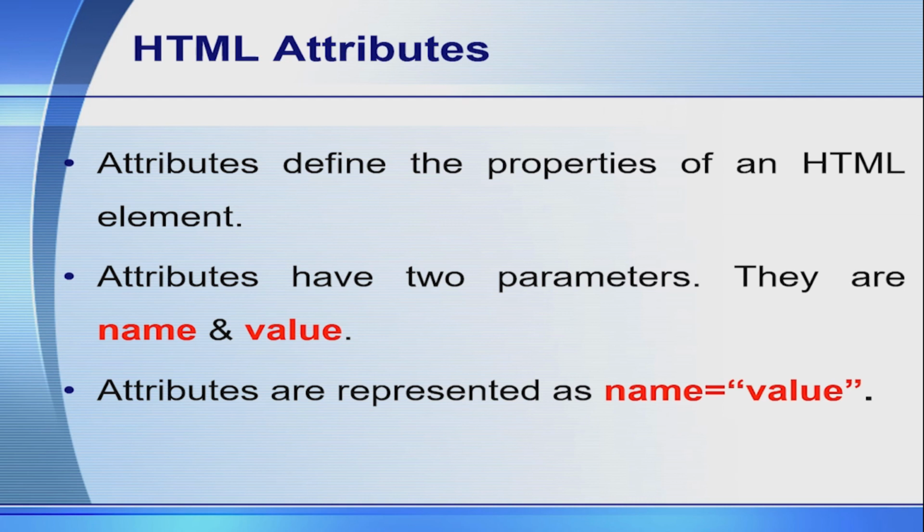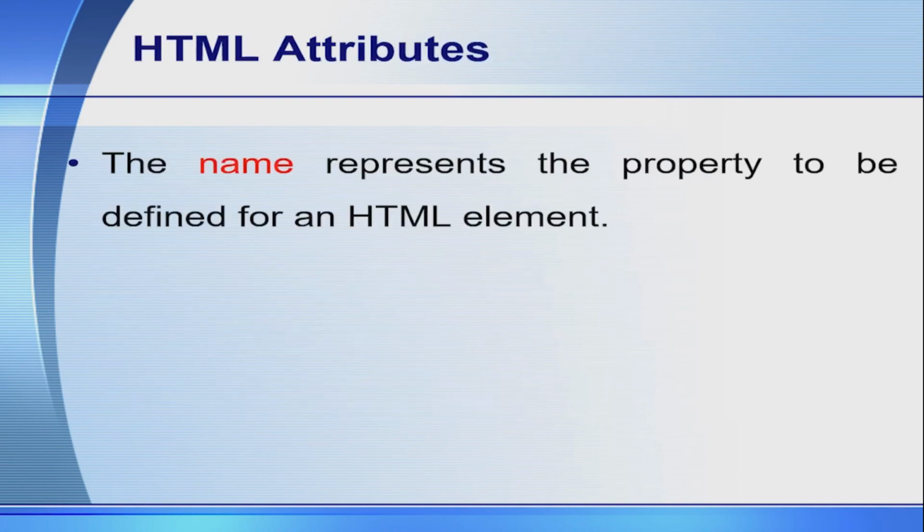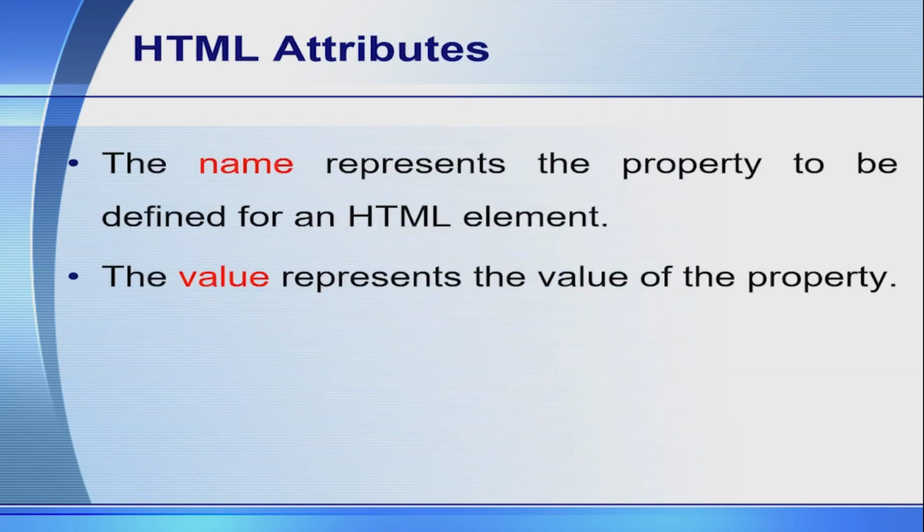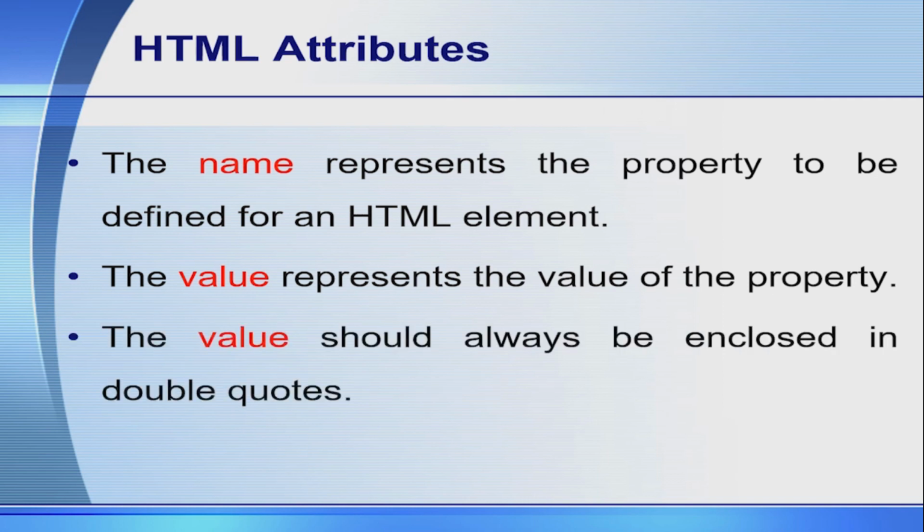Attributes have two parameters. They are name and value. Attributes are represented as name equal to starting double quote, value closing double quote. The name represents the property to be defined for an HTML element. The value represents the value of the property. The value should always be enclosed in double quotes.